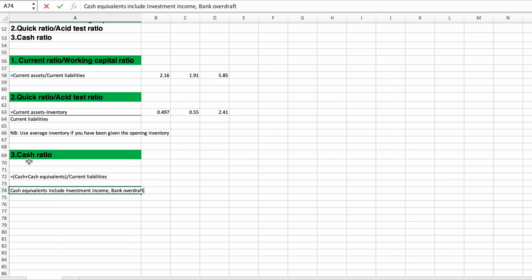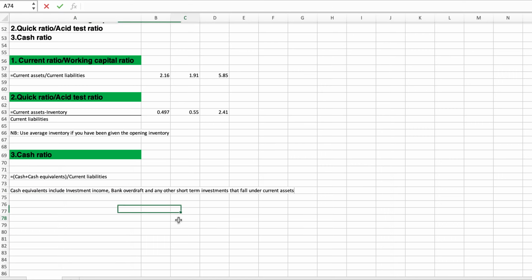Cash equivalents include investment income, bank overdraft, and any other short-term investments that fall under current assets. That's basically what cash and cash equivalents are.